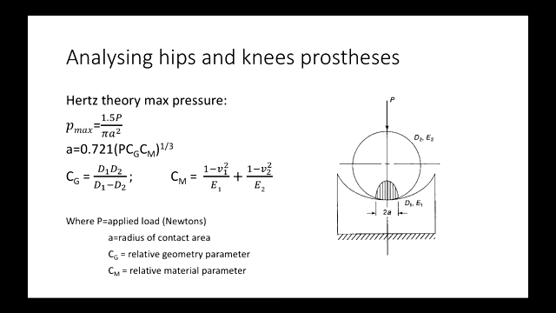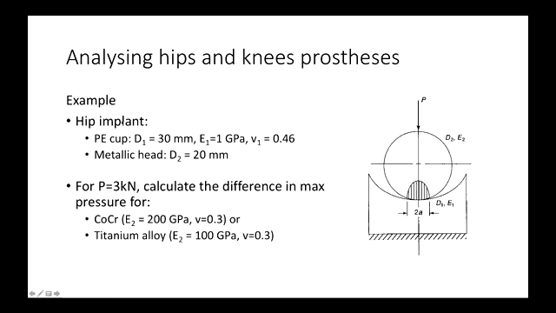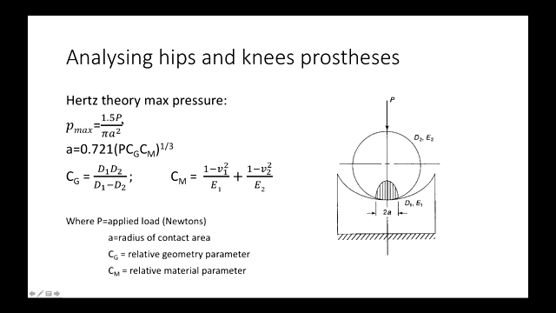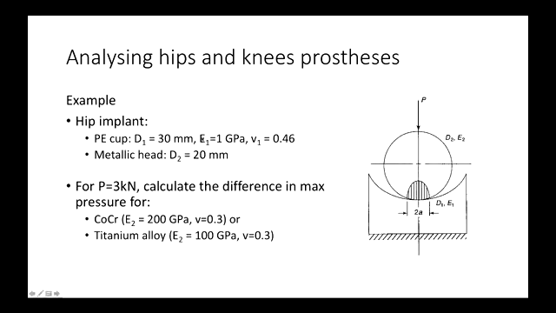Bottom line is that if you had a ball contacting against a dish, you can calculate your contact pressure from this formula. Okay, it's an analytical solution, and it's a similar geometry to our hip replacement. So as an example, say we have a hip implant, polyethylene cup, metal head. They have these two different diameters.